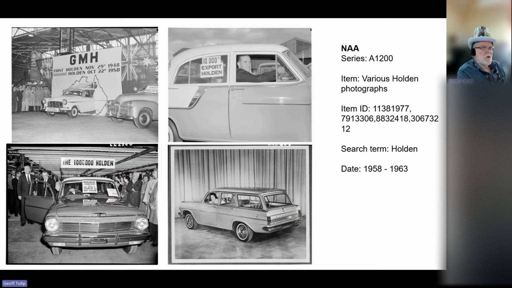Holdens, everyone loves a Holden, maybe, unless you're a Tesla fan. So the launch of the 500,000th Holden in 1958 from General Motors Holdens Limited at Fisherman's Bend in Victoria. The car was presented to the Royal Flying Doctor Service. The next one is the 10,000th Holden to be exported in 1958. The third one, the Managing Director for New Zealand, Mr. Ivan Chu, at the wheel of the 1 millionth Holden in 1962. And the last one is the new 6-cylinder Holden Premier station wagon released in August 1963.